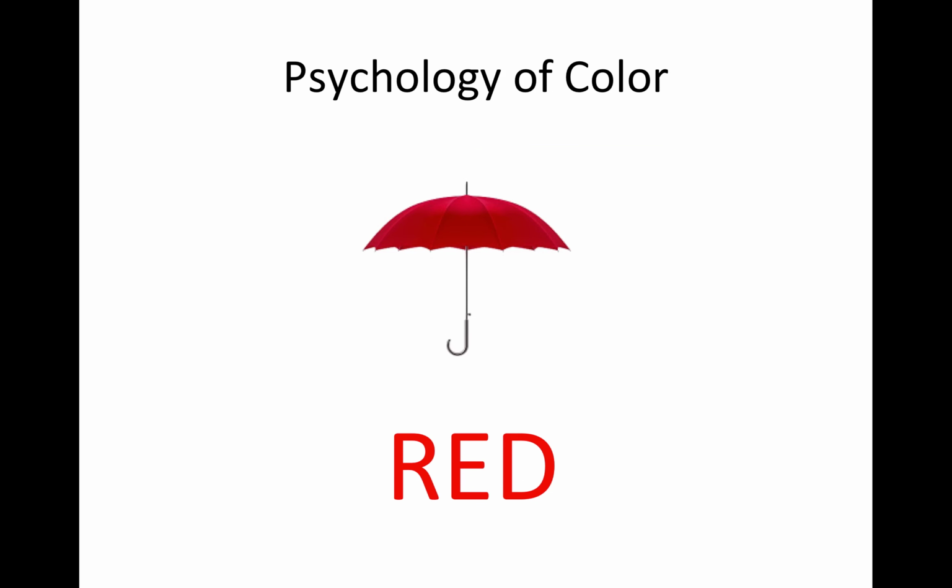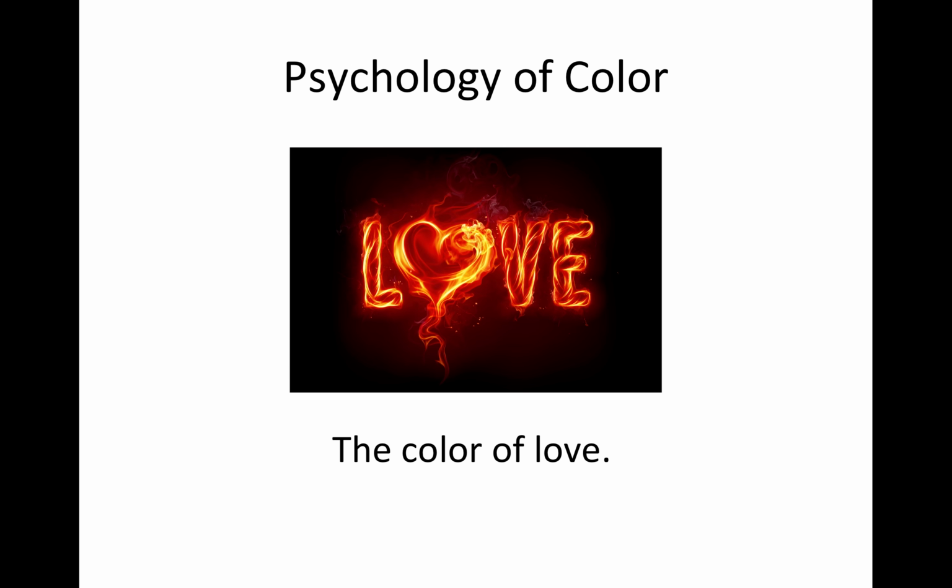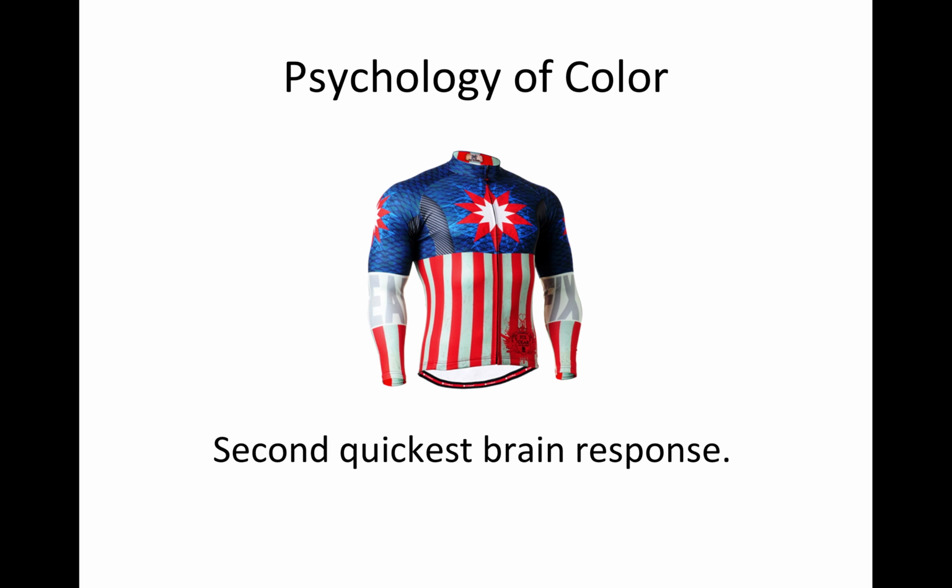Now let's talk a little bit about each individual color, the psychology of it, our cultural understanding of it, and how our physical brain processes it. Red is the most emotionally intense color. It stimulates faster heartbeat and breathing. It is the color of love and is the second quickest color that our brain processes.